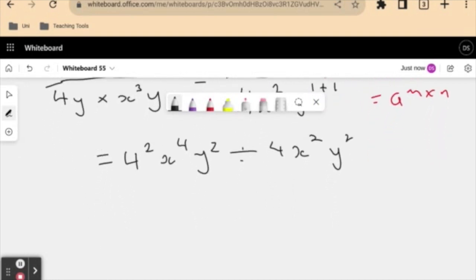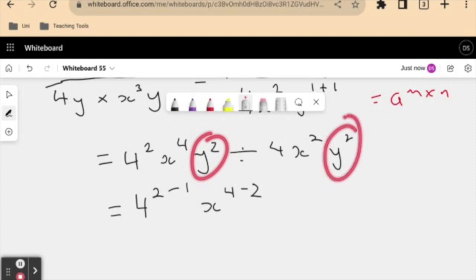Now, we have 16 here, 4 squared. When divided by 4, that just gives us 4. But I'm going to write this using indices to show you that the indices communicate the exact same thing to us. Because we have a division, this is like saying 4 squared minus 1. And here I have x to the power of 4 minus 2. And here I have y squared divided by y squared.